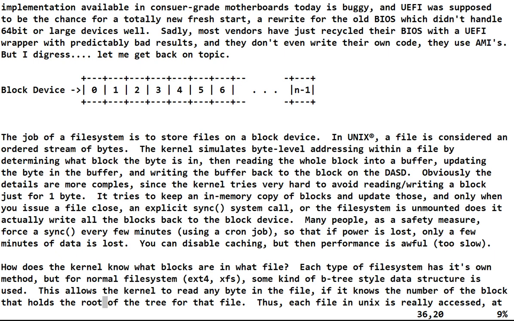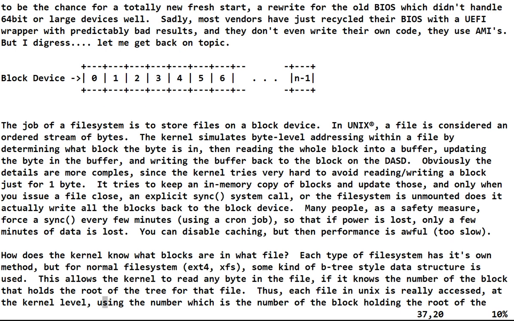The job of a file system is to store files on these block devices. In Unix, a file is considered an ordered stream of bytes. So the kernel simulates byte-level addressing within a file by determining what block the byte is in, reading the whole block into a buffer in memory, updating the byte in the buffer, and then writing the whole buffer back to the block, because that's all you can do is write whole blocks. So you've got a 512 byte buffer for the 512 byte block device. Obviously, the details are more complex.